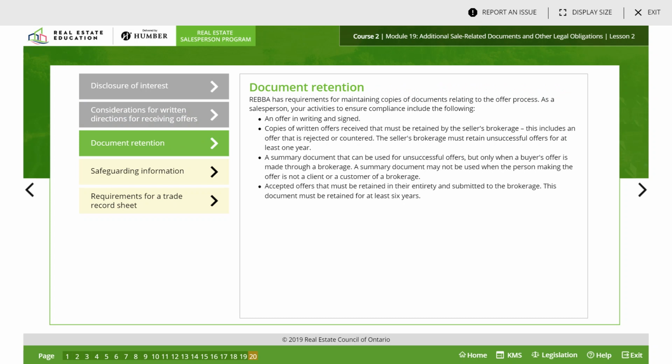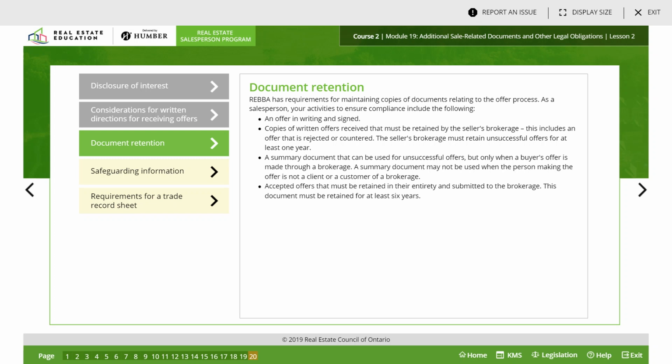Document retention. REBA has requirements for maintaining copies of documents relating to the offer process. As a salesperson, your activities to ensure compliance include the following: an offer in writing and signed, copies of written offers received that must be retained by the seller's brokerage. This includes any offer that is rejected or countered. The seller's brokerage must retain unsuccessful offers for at least 1 year.